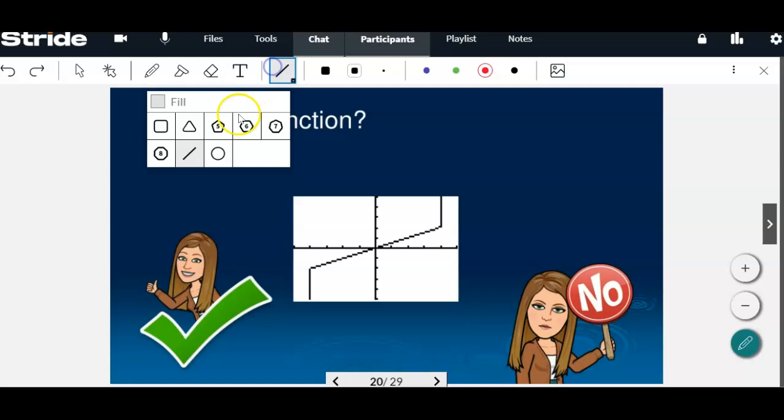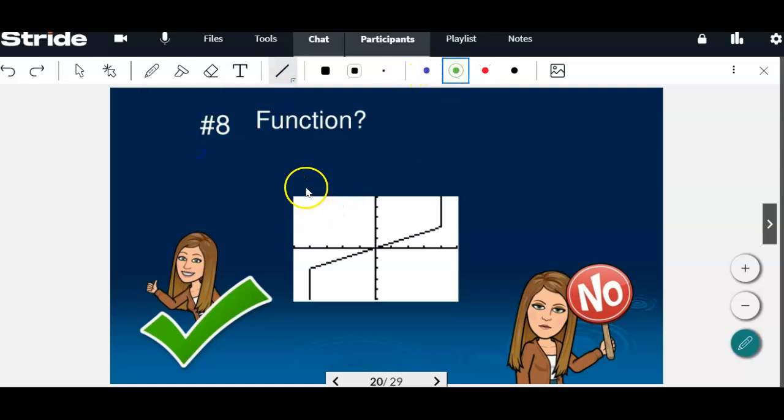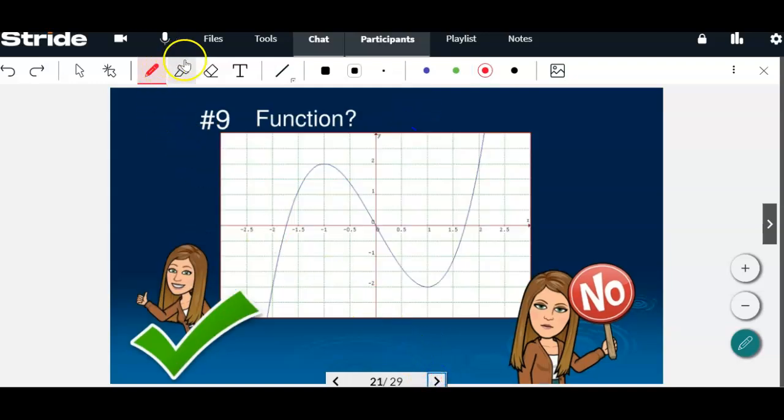All right, let's look at this one. Oh, right away, look. See how that covered up so many different points, and then over here too. So not a function because the x repeats. All right, let's do this one. If you move it across, it only touches one place all the way across. So this one is a function.